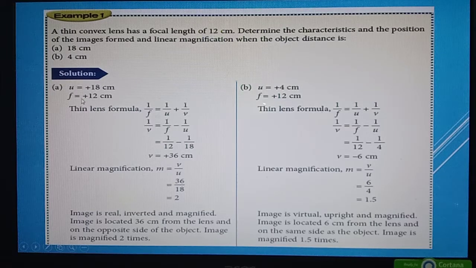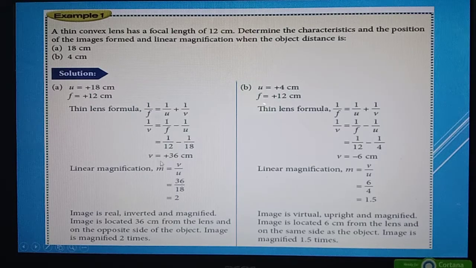given focal length is 12 cm. Object placed here, meaning u equals 18 cm. From the lens equation, you substitute the values of u and f, so you get v. You get v equals positive 36 cm.